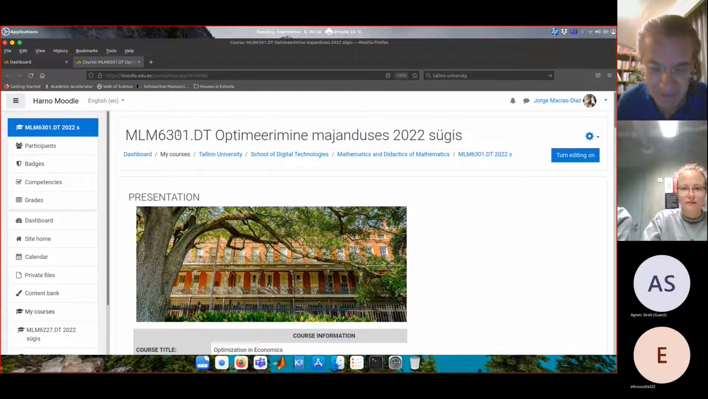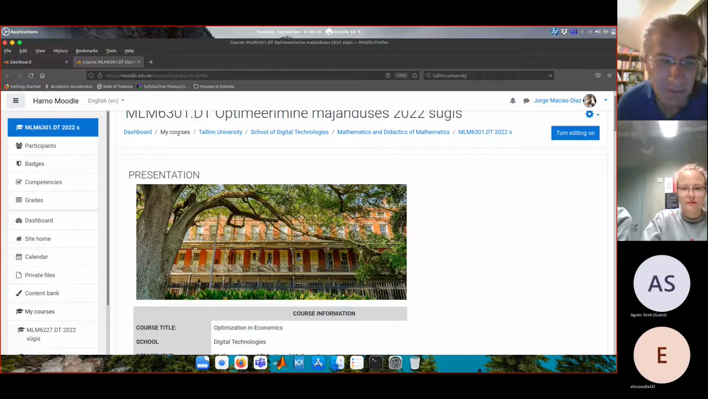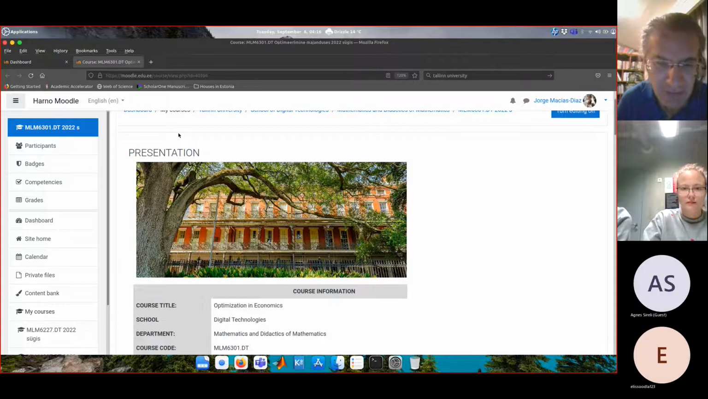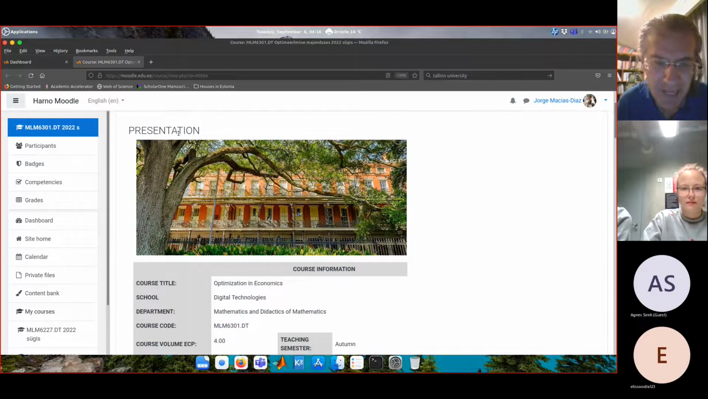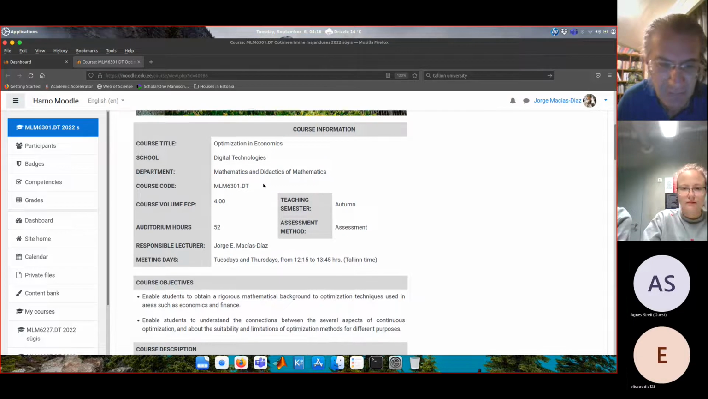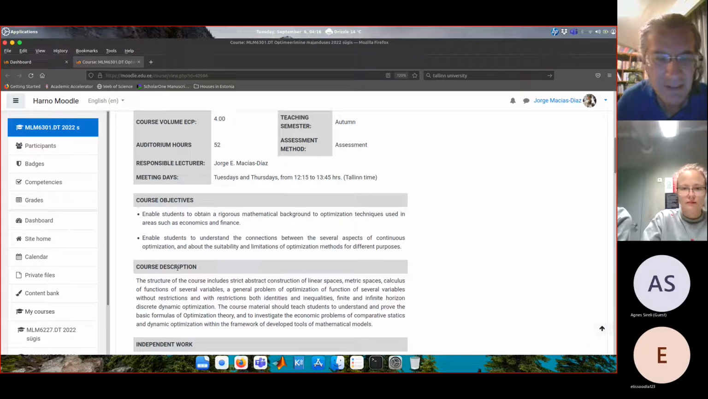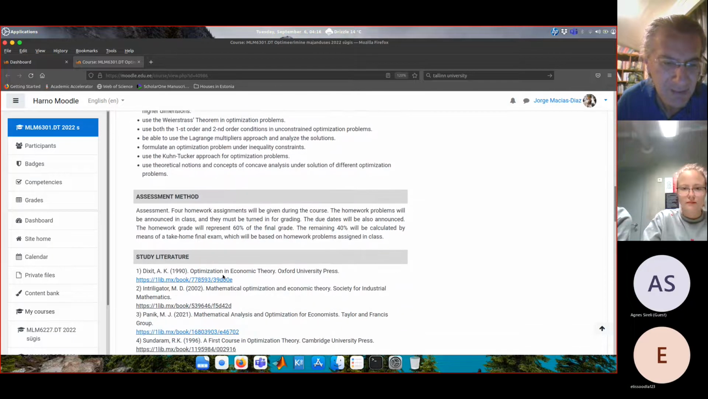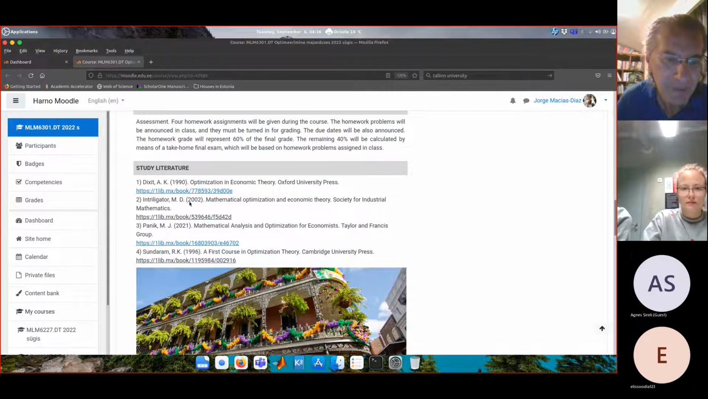Thank you. Okay, so as in all my courses, my Moodle page has the same structure. I try to include some beautiful pictures in the presentation. After the picture, I have some information from the syllabus. The first lines are from the syllabus, including the course objectives, the course description, independent study, learning outcomes, assessment method, and study literature.